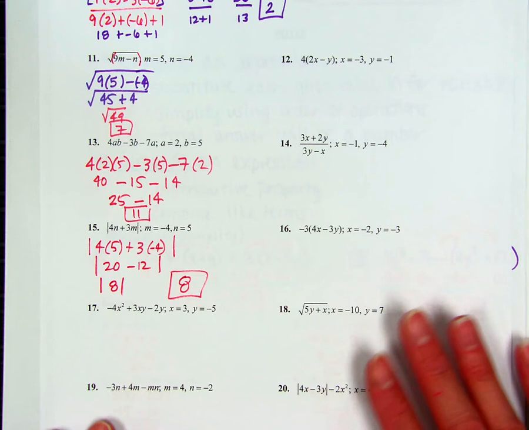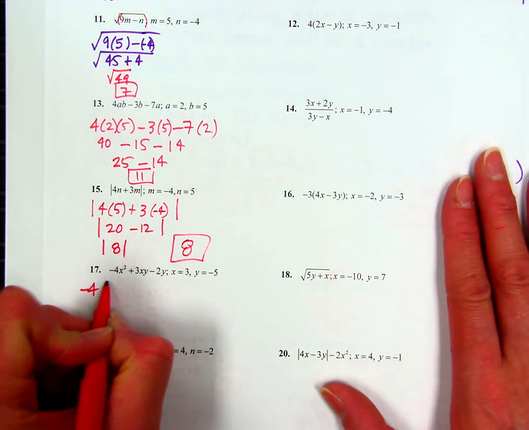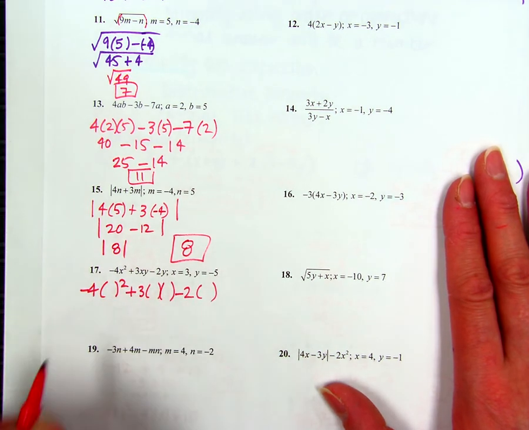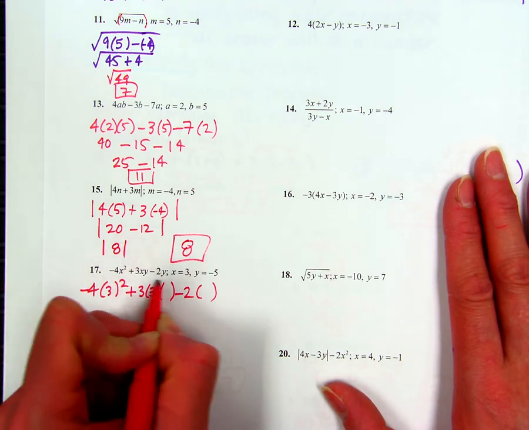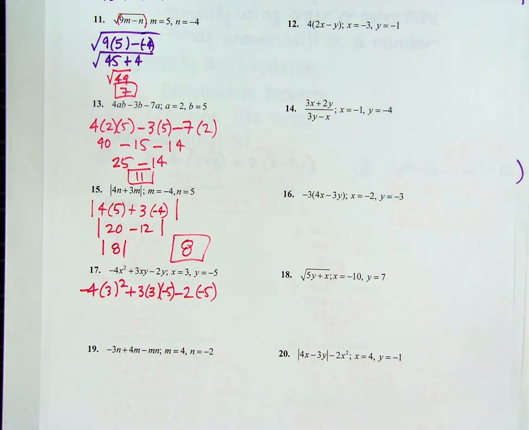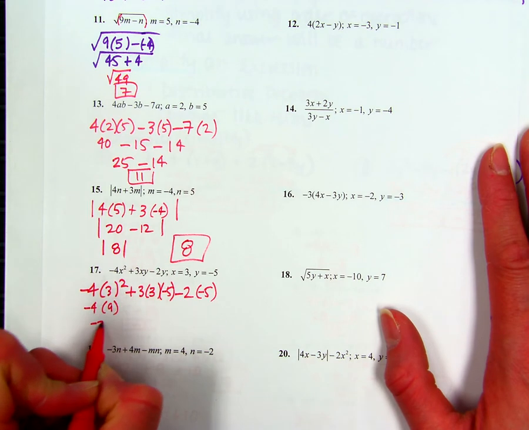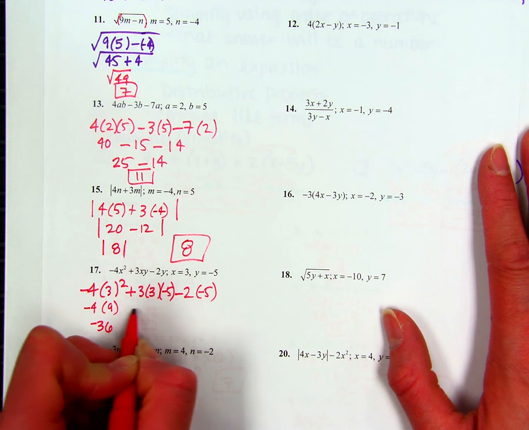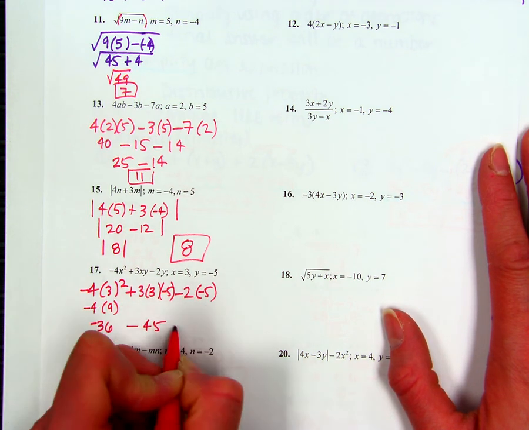Okay, so we're going to continue with the odds on this page. Negative 4x squared plus 3 times x times y minus 2y. So we've got x is here, and we put in y. Okay, so remember, we're going to do exponents first. So we have negative 4 times 9, which is negative 36. Then we're going to multiply. So we got 9 times negative 5, which is negative 45. And here we have positive 10.